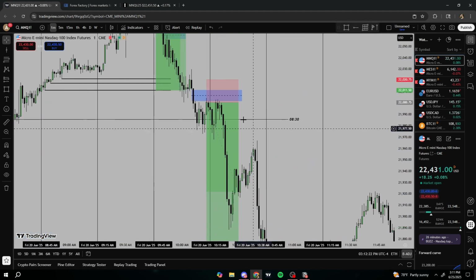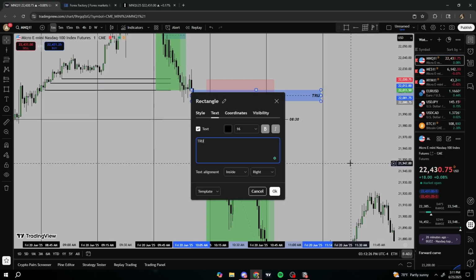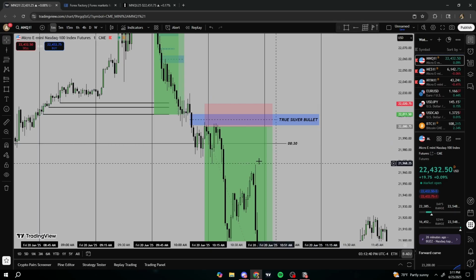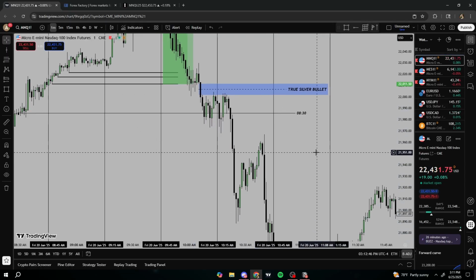All right. ICT Silver Bullet, ICT's True Silver Bullet, which I'm sure you've heard of, the Silver Bullet, but this is related to market maker models. I believe it's True Silver Bullet. So I don't want to get into that yet, but it was the Silver Bullet that aligned with time inside this macro. I entered, came back, got break even because I was trying to keep my risk low for the day because I'm already in profit.